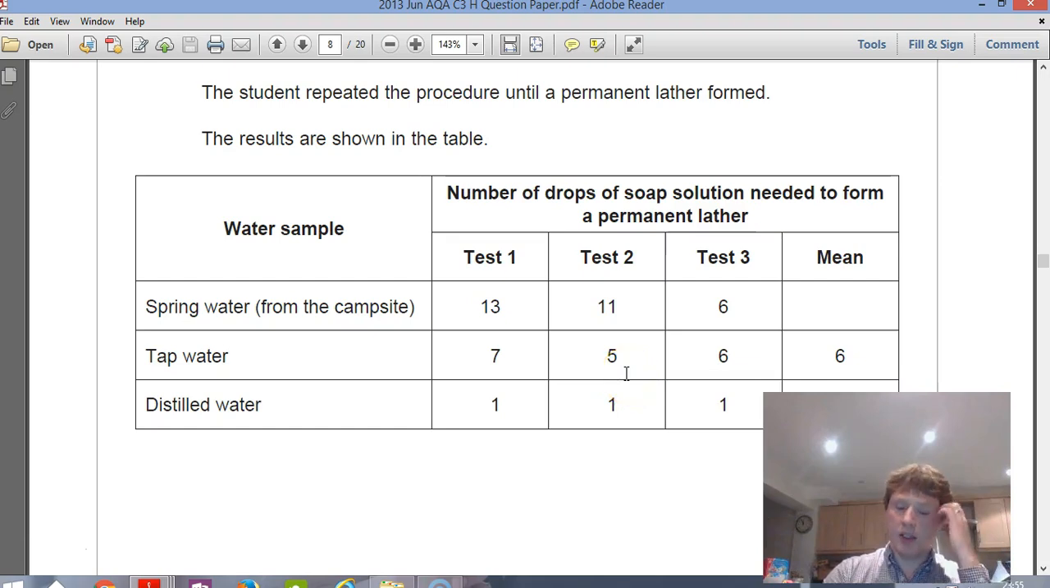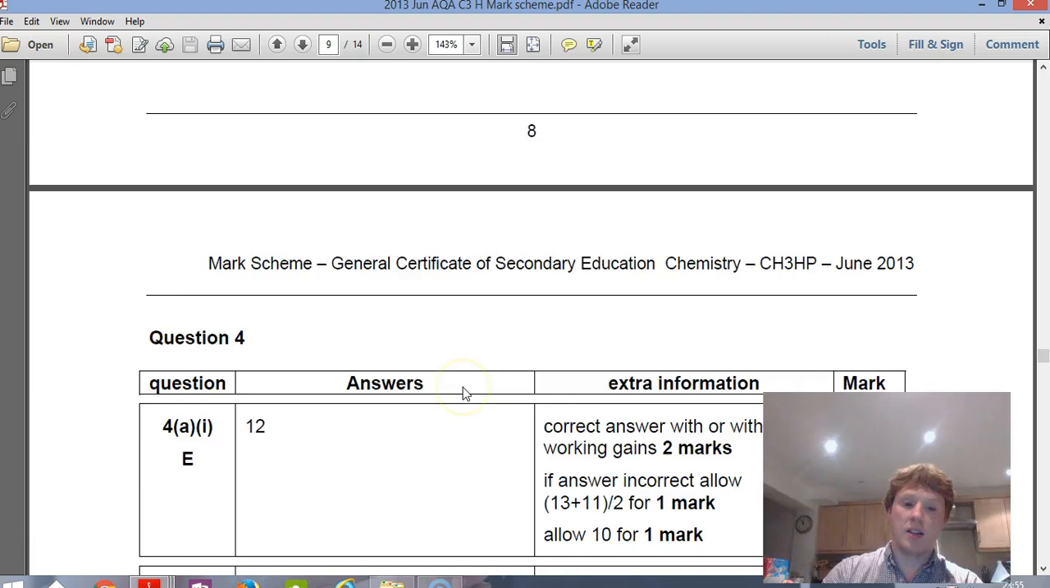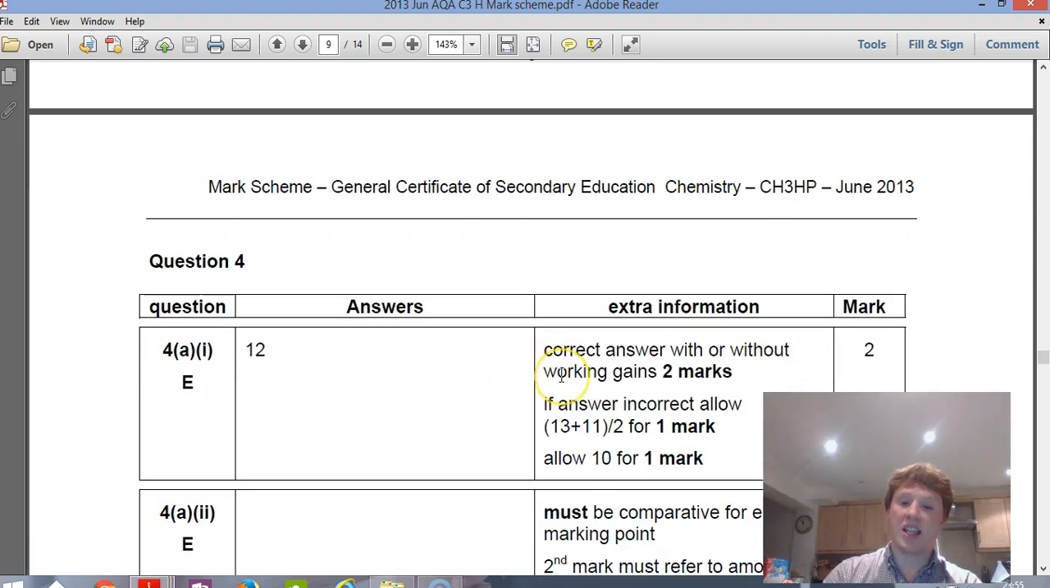Right. This question is 2 marks because there's a trick in it, which if you've done an ISA, you hopefully know. When you calculate a mean, you don't just add up all the results and divide by the number of results. First, you check for anomalies. So the answer is 12 because 6 was an anomaly, because it's miles away from the other 2. So if you wrote the answer is 12, 13 plus 11 divided by 2 equals 12, 2 marks.